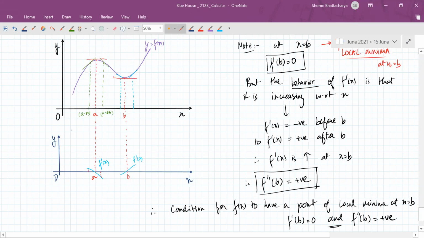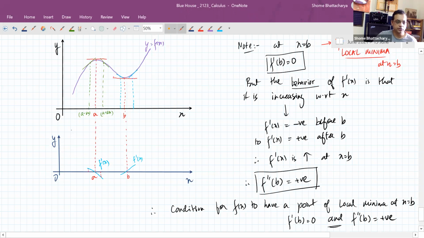So it's exactly opposite, right? Yes. Now you can see the second derivative became opposite. The second derivative at A was negative and at B it became positive, whereas the derivative is zero at both the points.